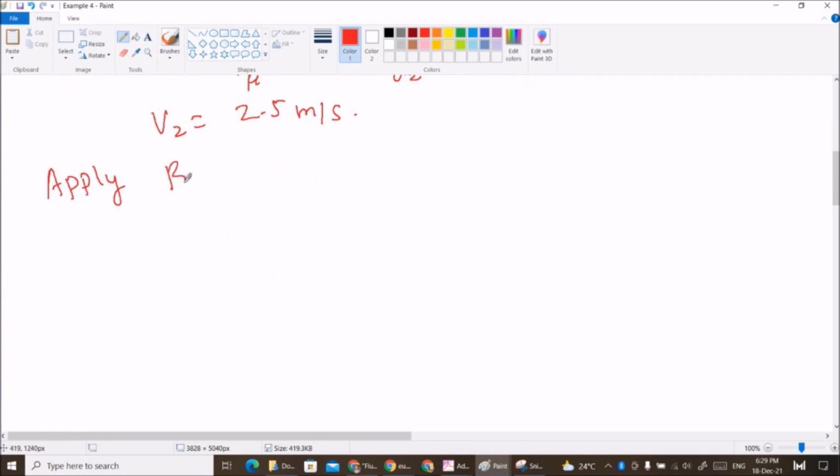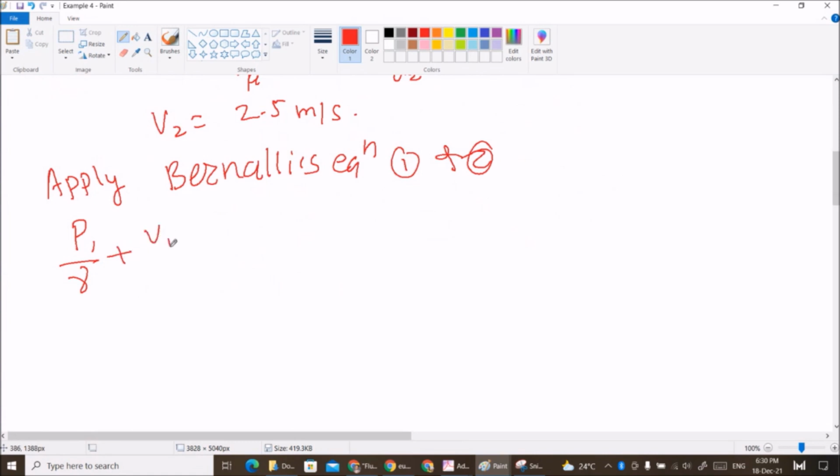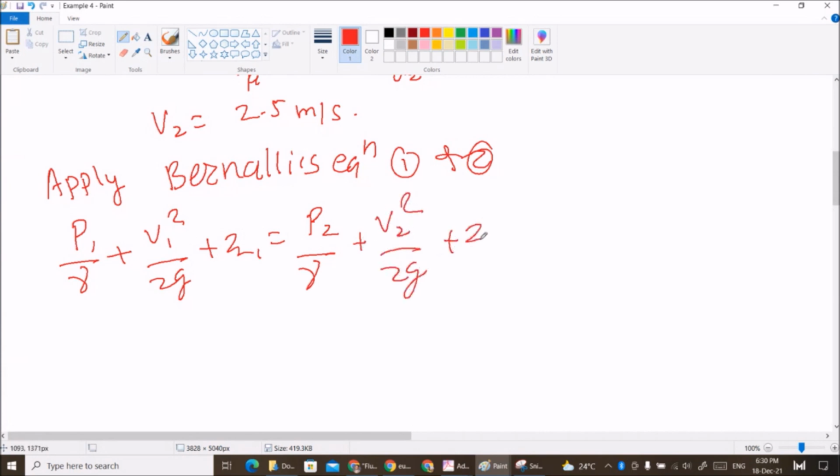So apply the Bernoulli equation across 1 and 2. So P1 by gamma plus V1 square by 2G plus Z1 is equal to P2 by gamma plus V2 square by 2G plus Z2 plus HL.